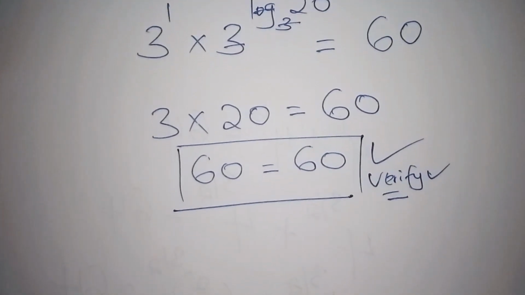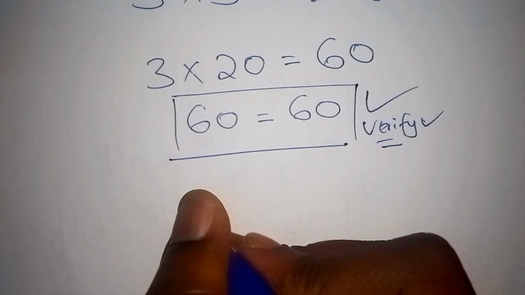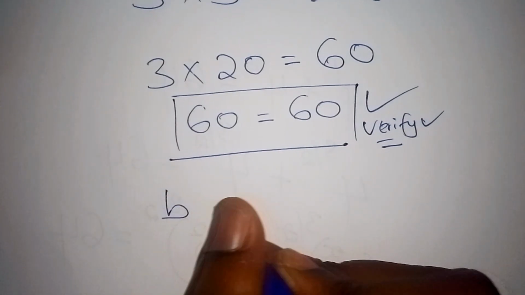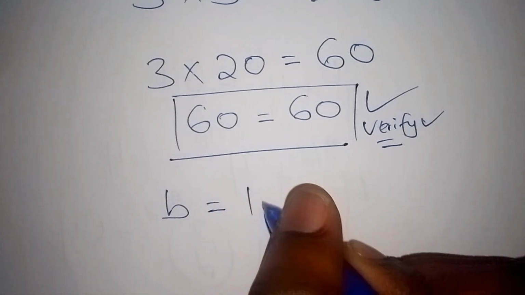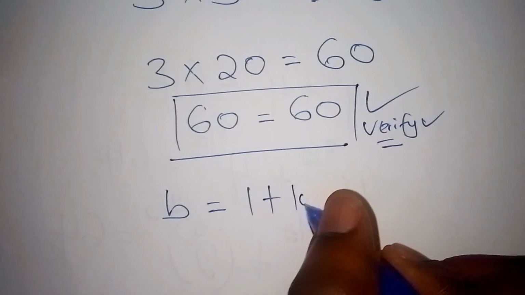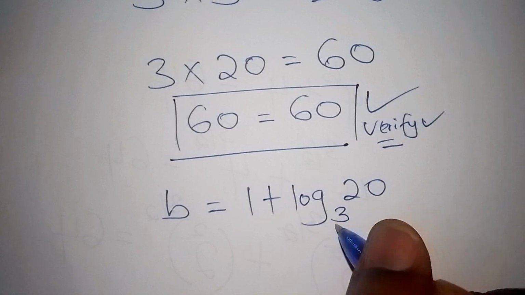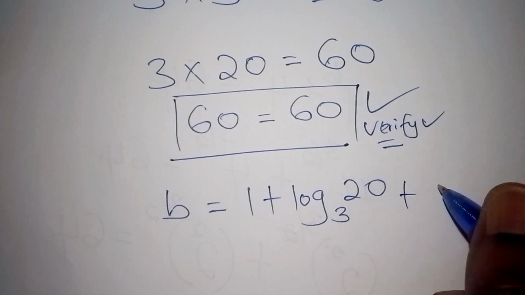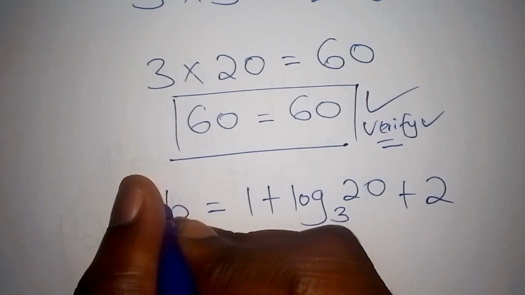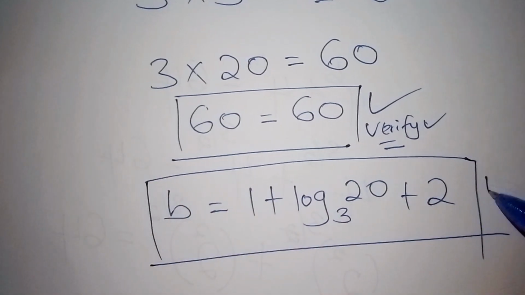So now we can conclude and say that our value for b, in this case, b is equal to 1 plus the log of 20 to the base of 3 plus 2. So this is now our exact answer for the value of b.